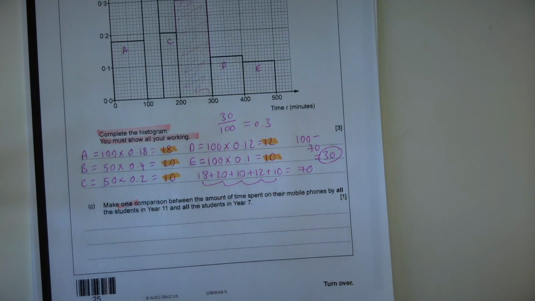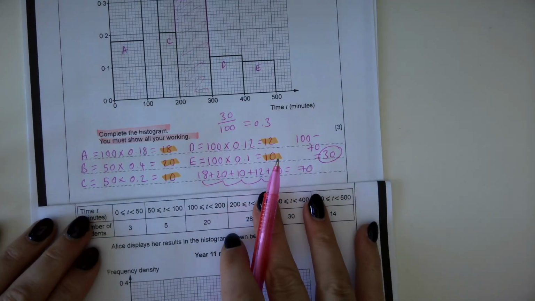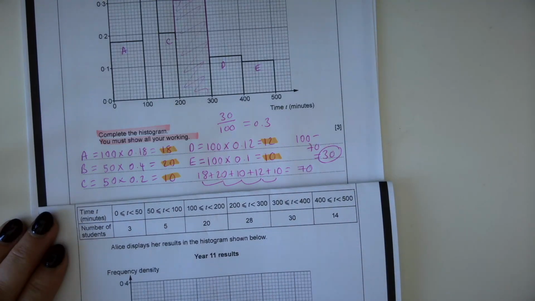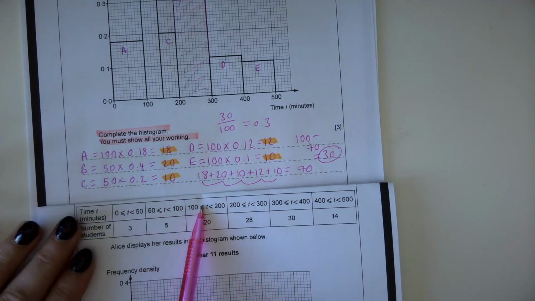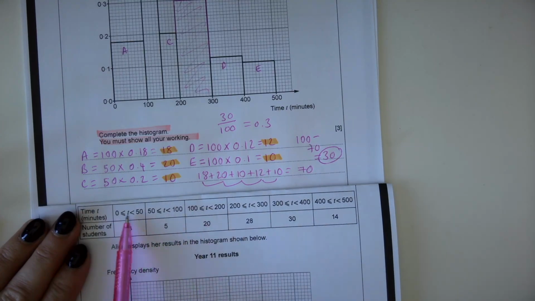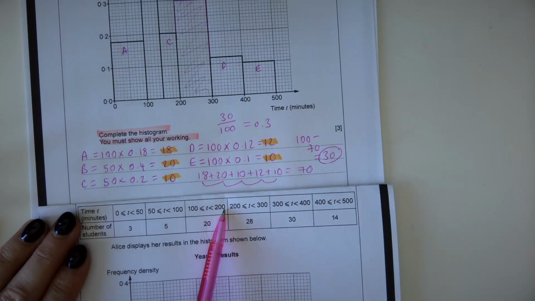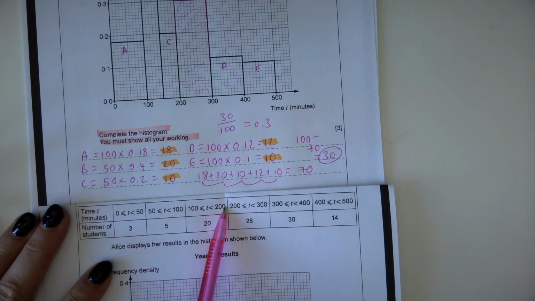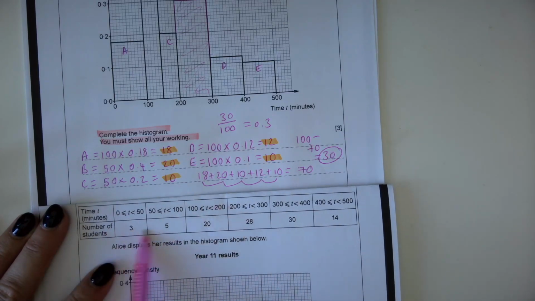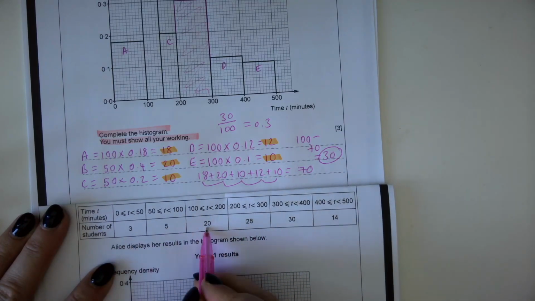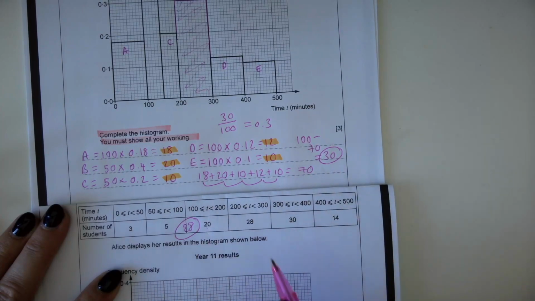Okay, so I'm going to fold this over so we can see it at the same time. So we're going to work with the numbers. I'm going to compare, so let's go, for example, up to 200. So from 0 to 200 for year 11s, 3 plus 5 plus 20 is 28 pupils.